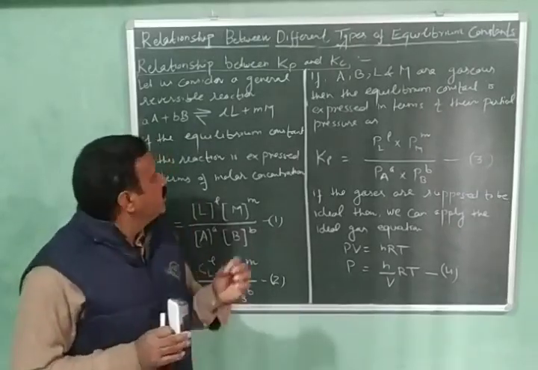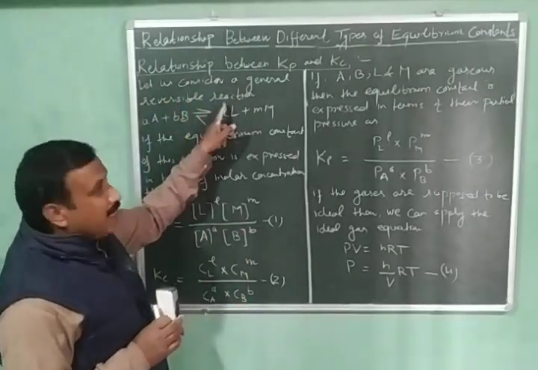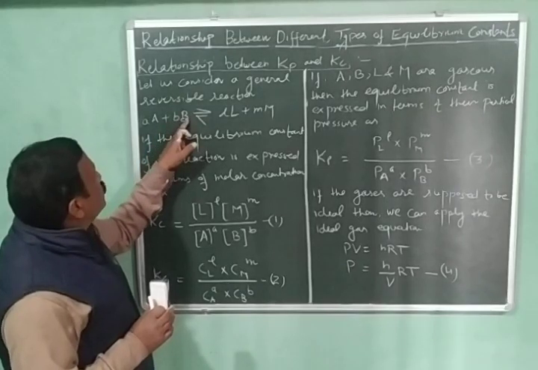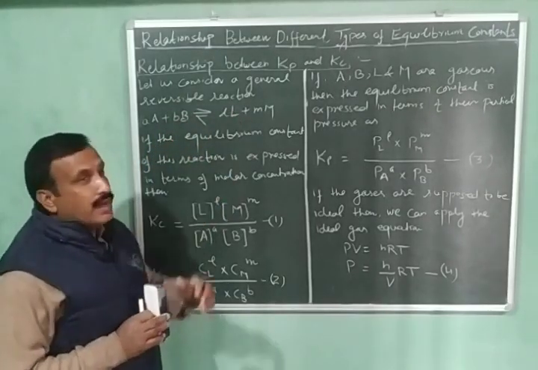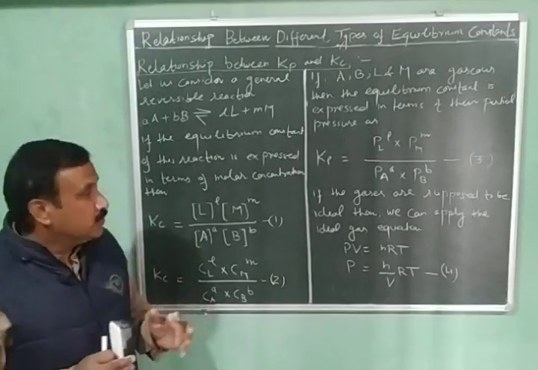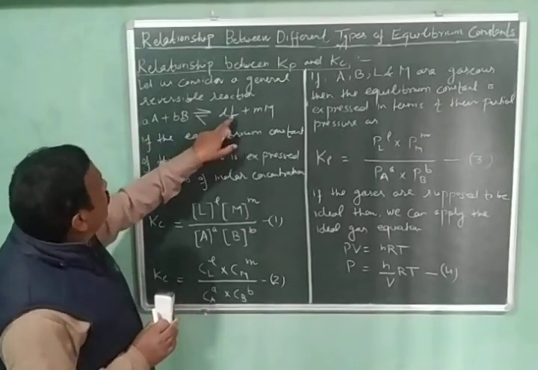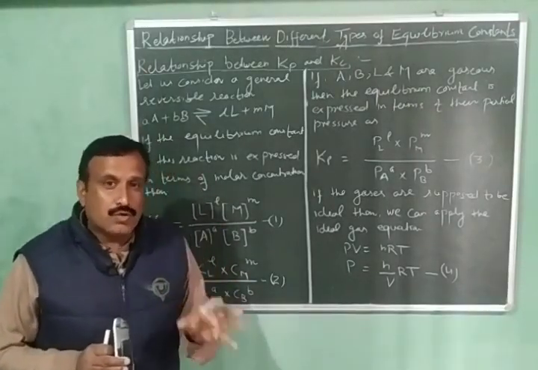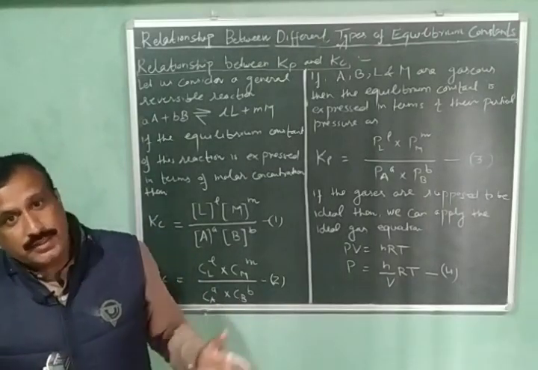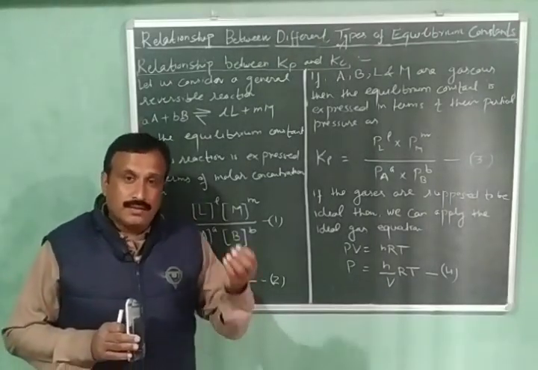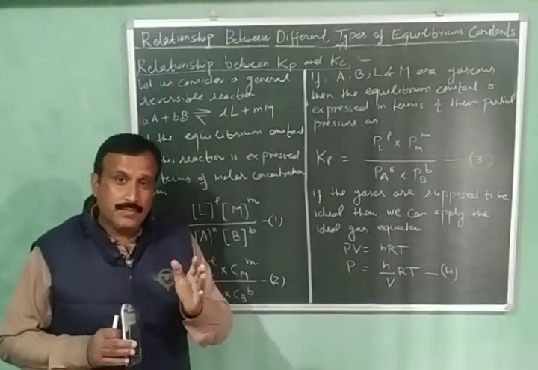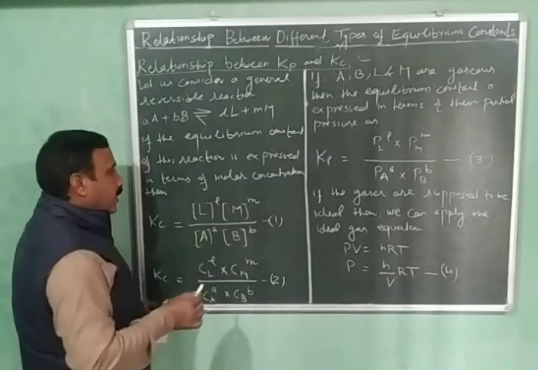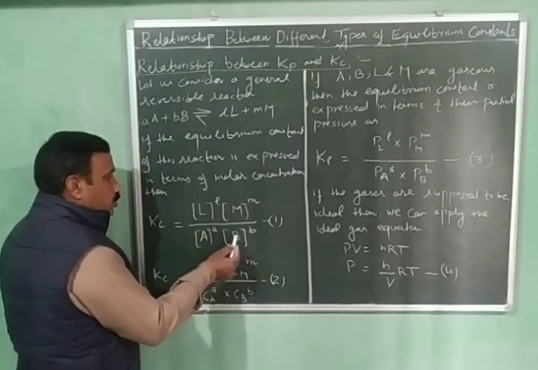To derive this relationship, let us consider a general reversible reaction which is at equilibrium, in which a moles of A are reacting with b moles of B, giving us l moles of L and m moles of M. I have also told you that this small a, b, l and m are also called stoichiometric coefficients. If the equilibrium constant of this reaction is expressed in terms of molar concentration, then it will be represented by Kc, and Kc is equal to [L] raised to power l into [M] raised to power m divided by [A] raised to power a into [B] raised to power b.